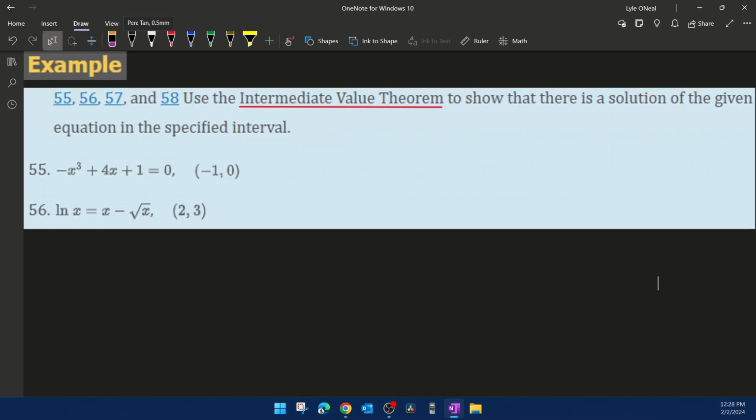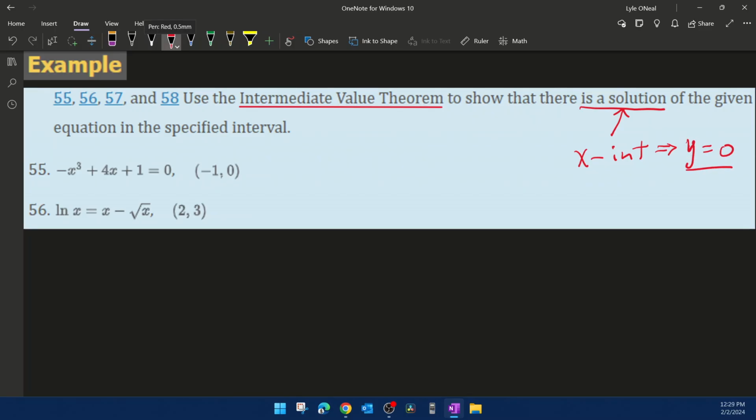All right, we have some examples to look at here to illustrate the intermediate value theorem. Use the intermediate value theorem to show that there is a solution. Okay, this is the sticky part. A solution, remember, graphically is represented by an x-intercept. An x-intercept of a function is the solution of the equation. We know that x-intercepts occur when y is 0.